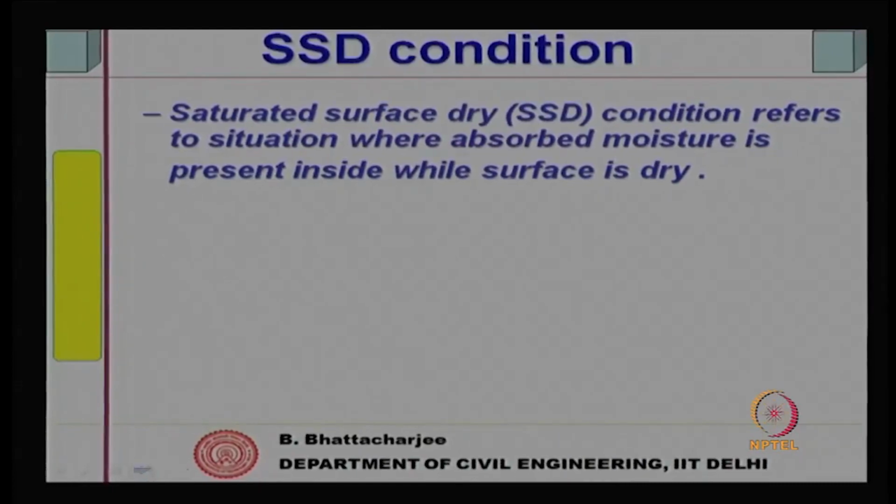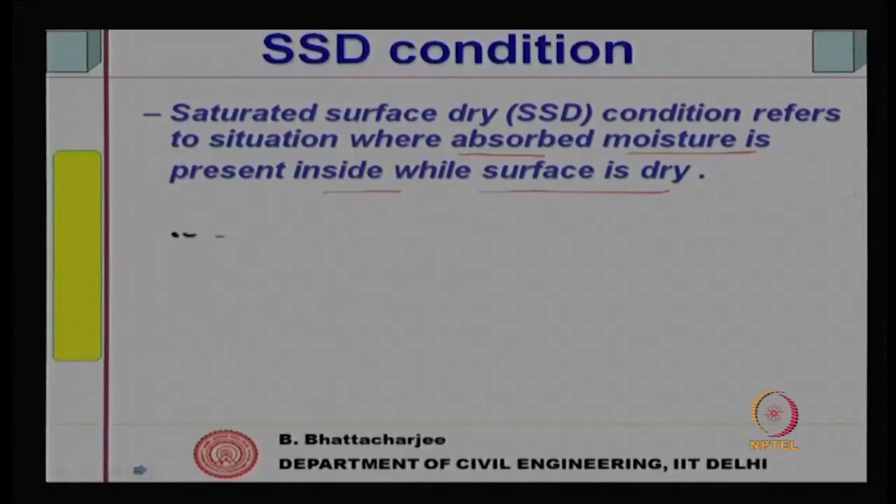Saturated surface dry condition refers to a situation where absorbed moisture is present inside while the surface is dry, and that is a standard condition used, because it is very difficult to control and standardize the moisture content. But saturated surface dry means inside there is water, outside the surface is dry. You can find that out by wiping the water from the surface using a flannel cloth or something of that kind, or even by visual observation. While drying sand, the color would change suddenly from wet to the surface dry state.